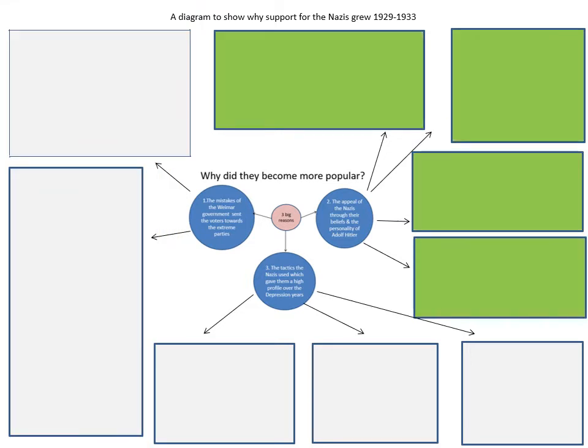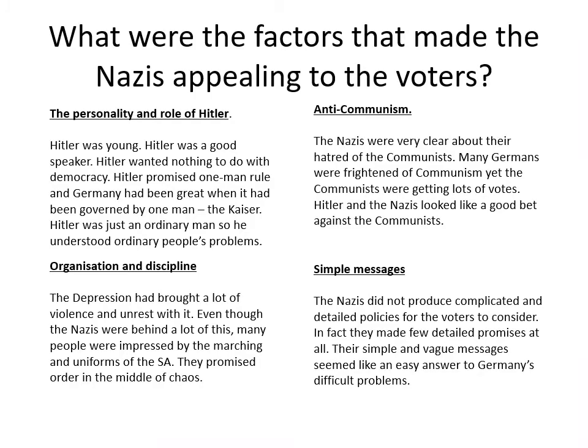Okay, so now we've got 1/3 of our diagram complete. We need to look at developing the other factors that explain why support for the Nazis grew 29 to 33. So now we're going to move to factor 2, and that's the appeal of the Nazis through the beliefs and the personality of Hitler. And there's 4 things we need to explore here, and we're going to look at them on the next slide. Okay, so why did the German people turn to the Nazis as a solution for their problems during the Great Depression?